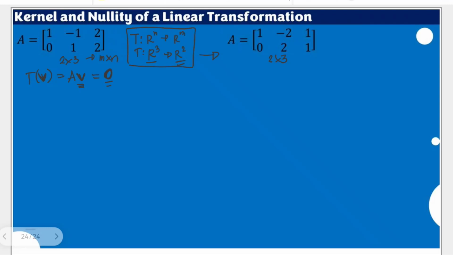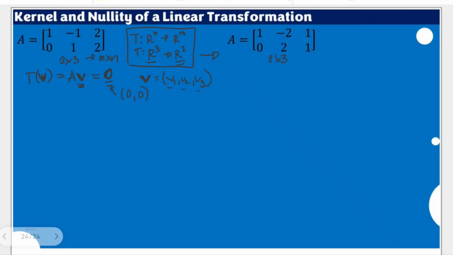In short, our v here, since it's an element of R3, can be in this form: v sub 1, v sub 2, and v sub 3. So we are going to solve for the components v sub 1, v sub 2, and v sub 3. That would again be equal to our 0 vector in R2, which is 0 and 0. Why is this very important? Again, so that our linear transformation using the matrix is defined.